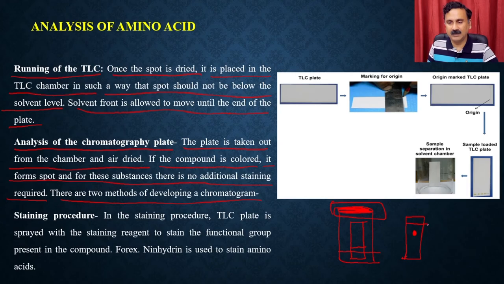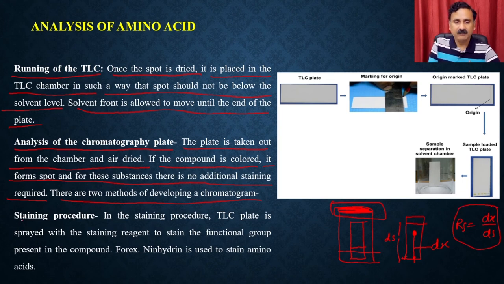So you can know that this is the DS, right? This is the solvent front you have run, and then you can take the measurement of this, which is going to be DX, and then you can calculate the RF value as DX by DS. For this, the position of the spot is very important, right? If it is a colored compound, there is no need for any additional staining procedures. But if it is not, then you have to go with the staining procedures.